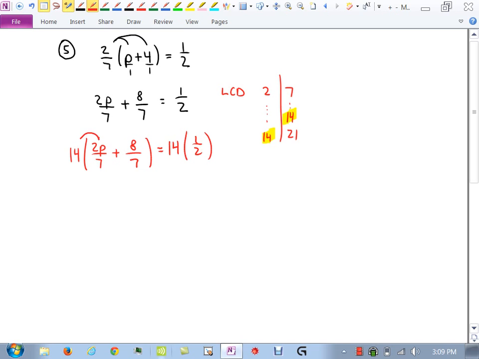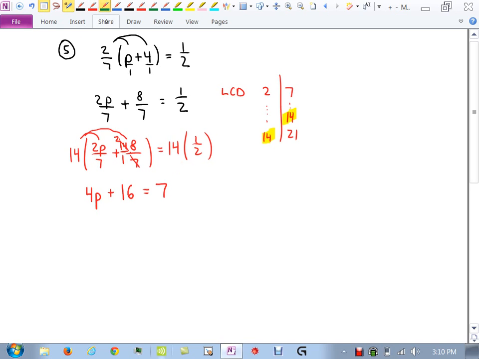So distribute through here, you'll get 28 over 7, which is 4p. And then over here, the way I would do it is I'd put the 14 over 1 times that. I'd cancel out here and put a 2 there. So 2 times 8 is 16. Then over here, 14 over 2 is 7.